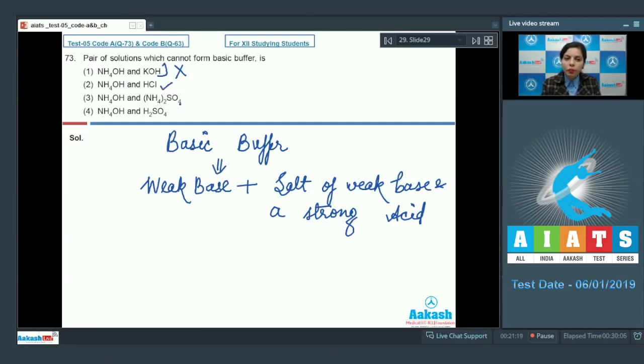NH4OH and ammonium sulfate. Yes, this is an example of the pair of solutions which can form basic buffer because a weak base is there and the salt of that weak base with strong acid, ammonium sulfate, is also there. Further, NH4OH and H2SO4: if you mix these two, NH4OH, a weak base, and H2SO4 will form ammonium sulfate, the salt of that weak base with a strong acid, and that's why it will form a basic buffer. And on that basis, the only pair of solutions which cannot form basic buffer is given in option 1, and you will choose it as the correct option.